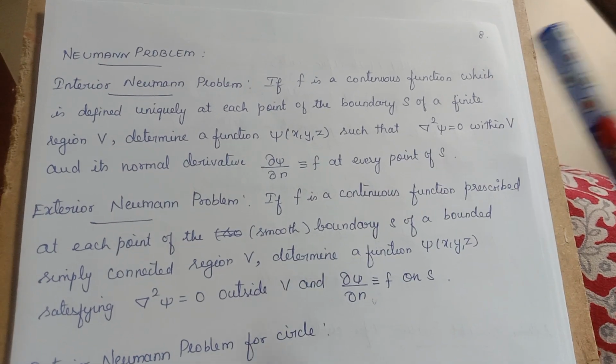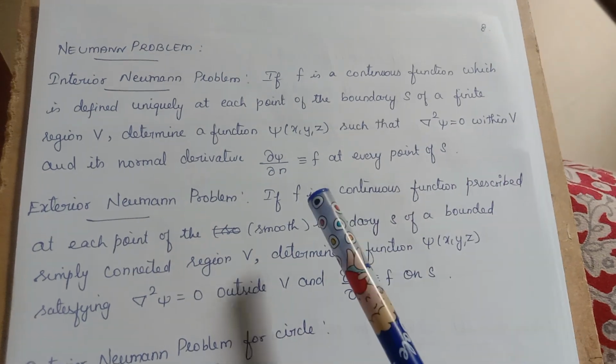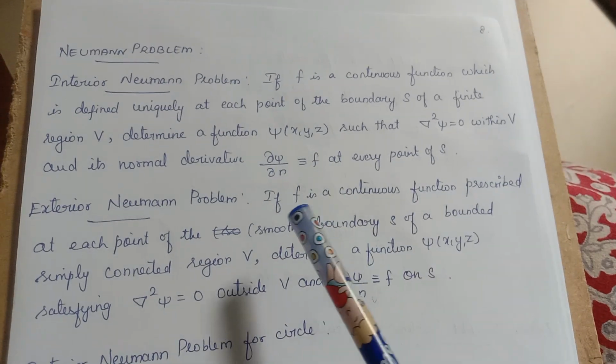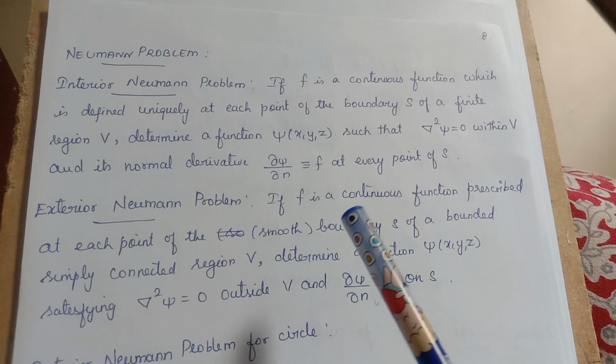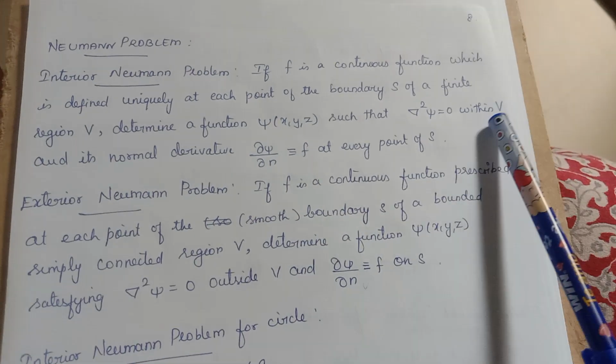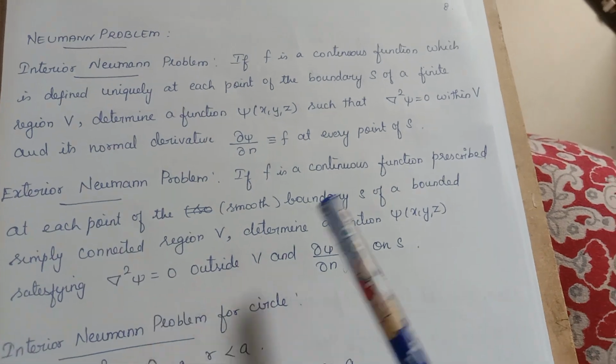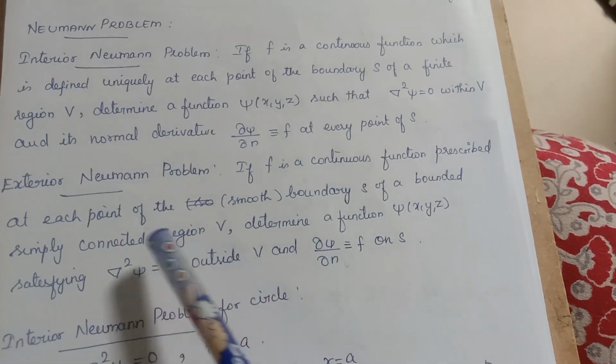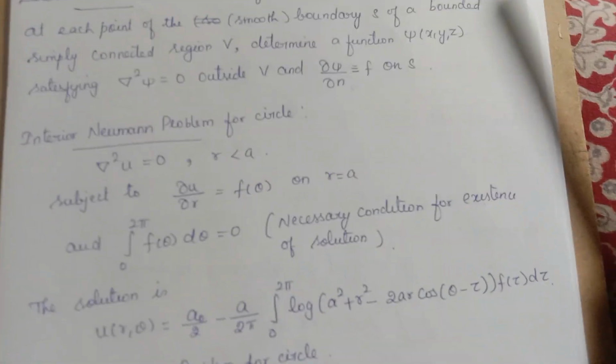Okay, either inside or outside. On the boundary, for the Dirichlet problem, you say psi is equal to some function f. For the Neumann problem, you say dou psi by dou n equal to f. If del square psi equal to 0 within V, it is called the interior Neumann problem. If del square psi equal to 0 outside V, it is called the exterior Neumann problem. That's all. That's the difference.